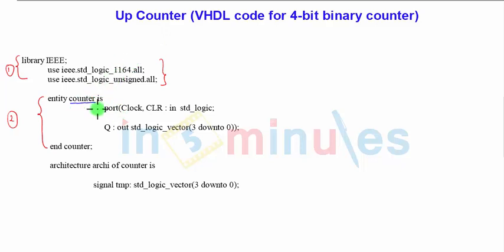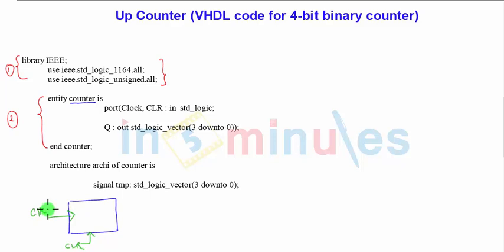The entity is nothing but the user interface, the input and output interface. Suppose this box is the counter, to which input and output ports are defined. So the port definition is going on for the ports. The port interface has clock and CLR, which is the clear. Clock and clear are the input standard logics. So this is the clock and clear.